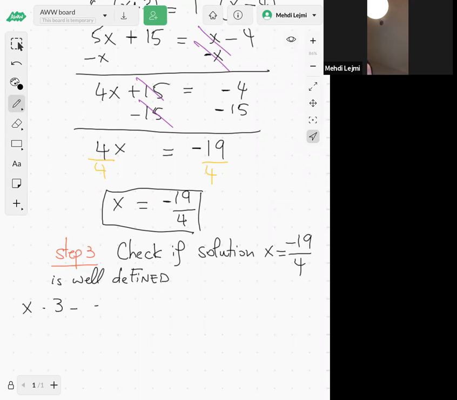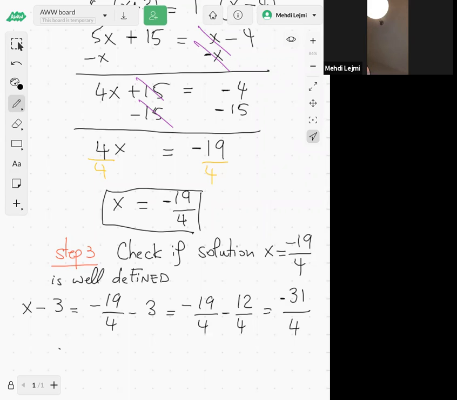So that's negative 19 over 4 minus 3. Common denominator: negative 19 over 4 minus 12 over 4, since 12 over 4 is 3. So that's negative 31 over 4. And that's negative. So you don't have to check the other one because, as I said, if one of them is negative, then the solution is rejected, right?